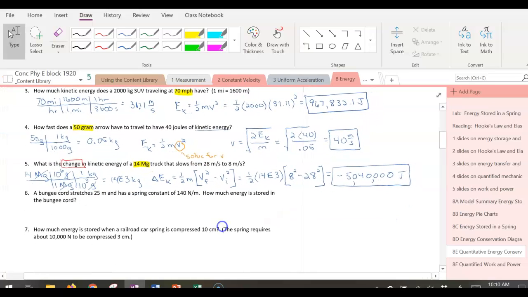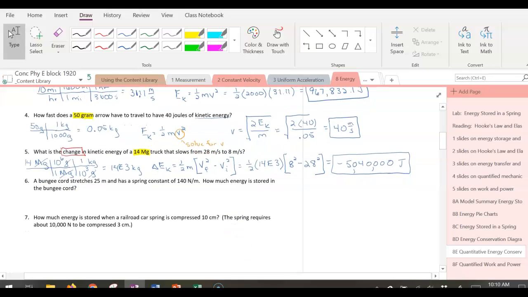Okay, let's see here. And let's do one of the elastic potential energy ones. Here's number 6. A bungee cord, that's elastic, right? It stretches and then it goes back to its original shape. It stretches 25 meters. So that 25 meters is the displacement of the end of the bungee cord. It has a spring constant, that's like a K, right, of 140 newtons per meter. And it says how much energy is stored in the bungee cord when it's stretched that far.